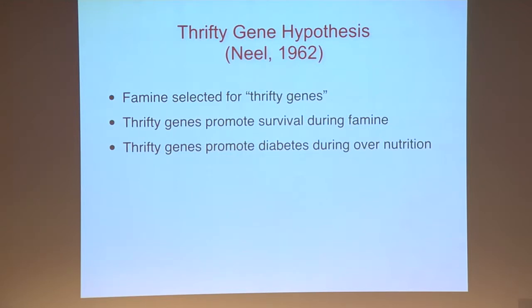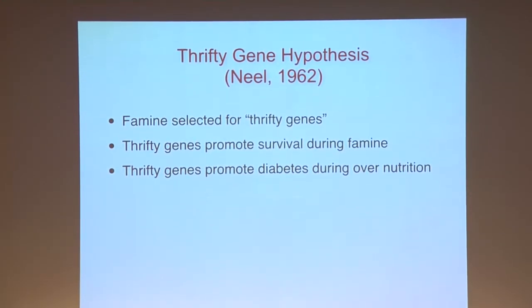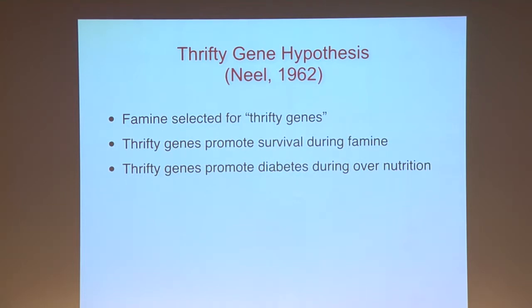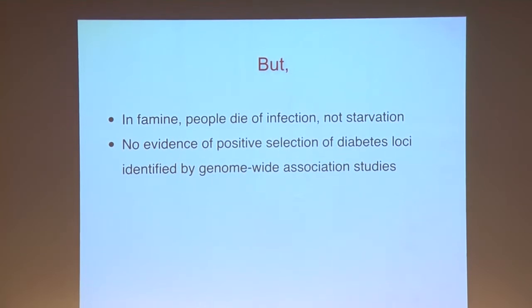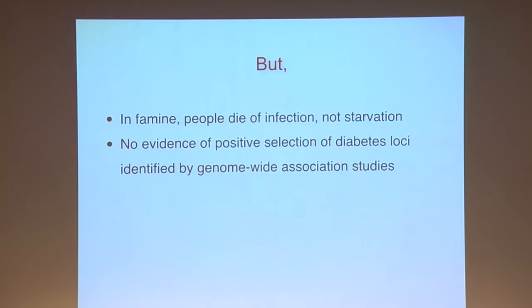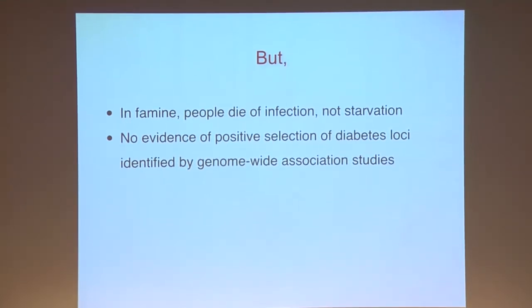So one hypothesis that was first articulated in the early 1960s by Neel was that many of these populations have in common a past in which they encountered famine. His idea was that famine would select for thrifty genes, genes that would ensure efficient energy storage, and that in the context of overnutrition, these genes would conspire to promote diabetes. Very attractive idea. But there are two problems with it. One is that in famine, people don't actually die of starvation, they die of infection. So it's not clear that the unit of selection is the same thing. And then very recently, now that we have so many genome-wide association studies going on, you can test the prediction of the thrifty gene hypothesis, the prediction being that if you look in the genome, there should be evidence of positive selection for the disease-causing alleles.